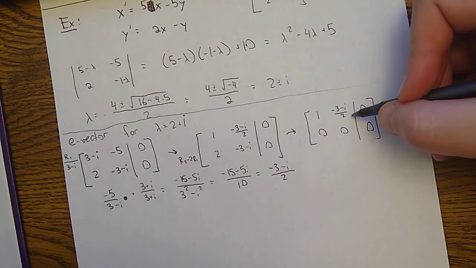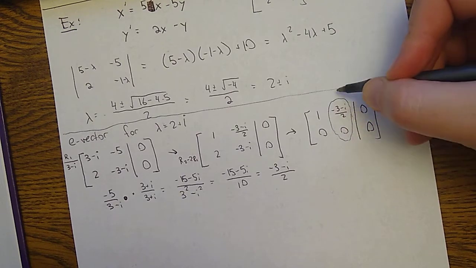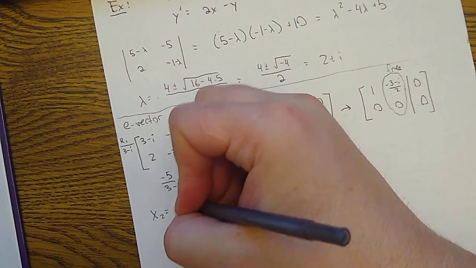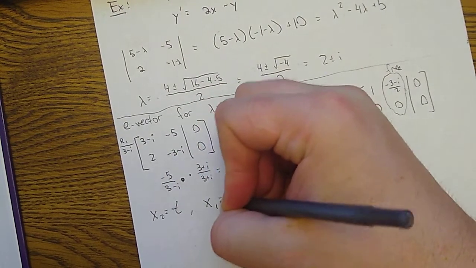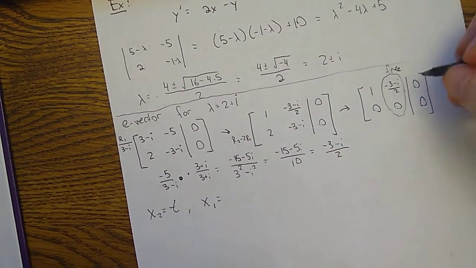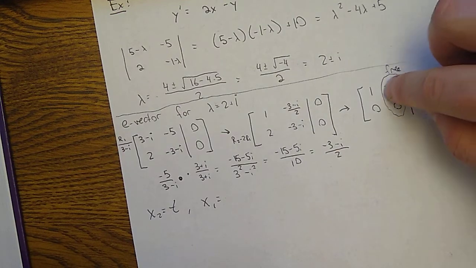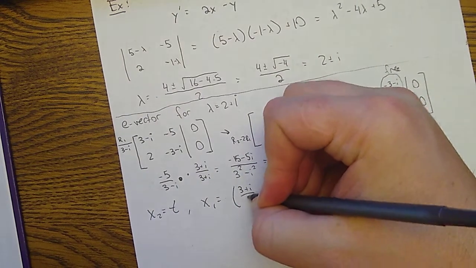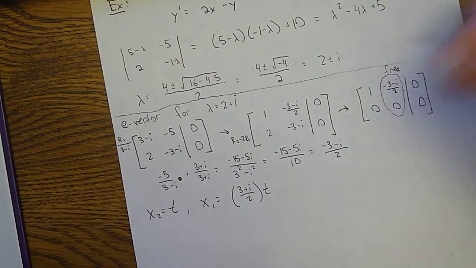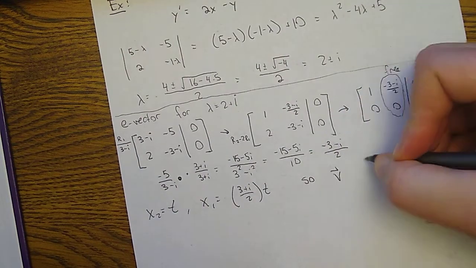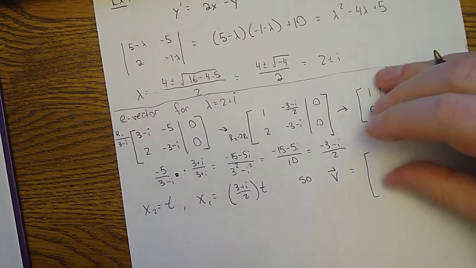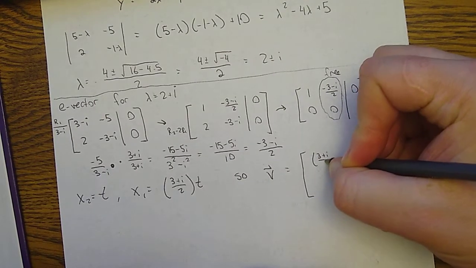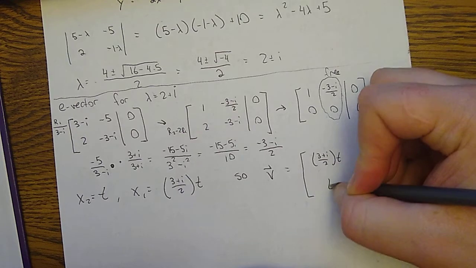So what do we do? This one's free. So I'm going to write x2 is t, x1 is, I guess, to solve for x1 I would move this over so everything would be positive, but (3 plus i)/2 t. So my eigenvector is ((3 plus i)/2 t, t).